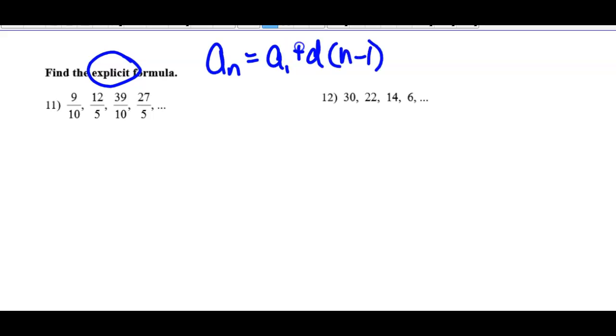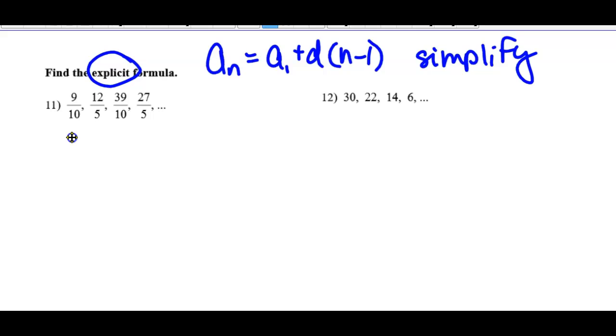Okay. The explicit form is based on the term number. So all we're doing is putting in values and then simplify. I guess I can do both of these if needed. I think you guys could do number 12.